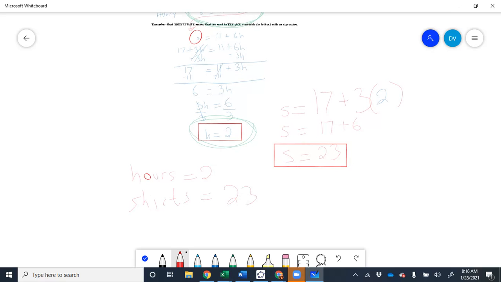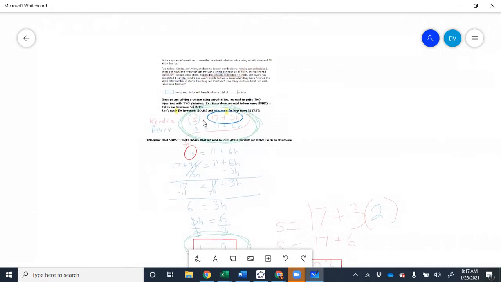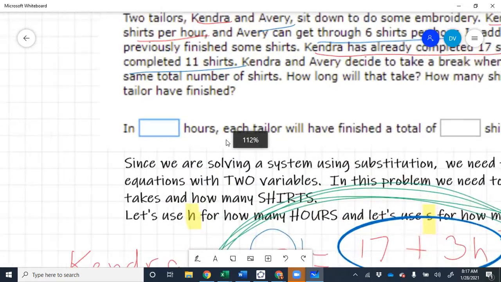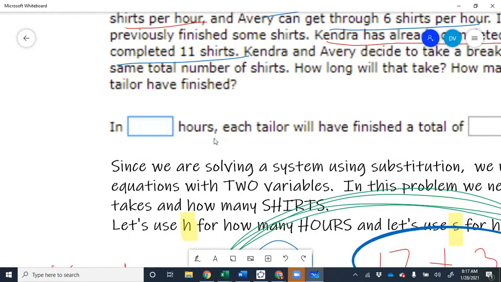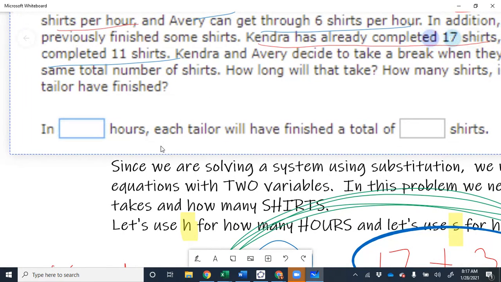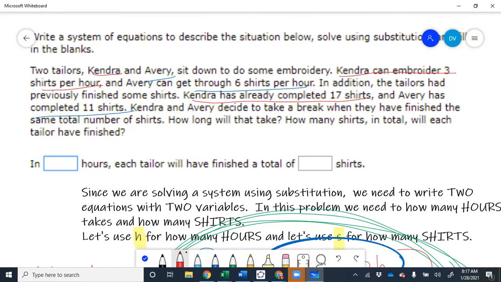So this is a long problem, I know. So you might want to stop this recording, pause it, write down what I did, and rewind it if you need to go back and see it. And let me just put these two answers in the box. So H is 2 and shirts is 23. Let's go back to our boxes here. Remember, that's what they asked us right here. There we go. Number of shirts was 23, and number of hours was 2. So in 2 hours, they will each have finished 23 shirts. All right.